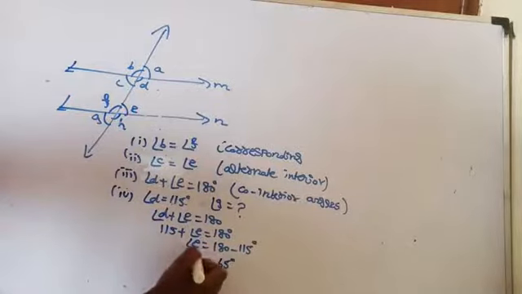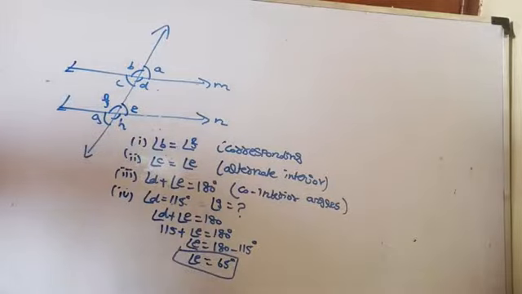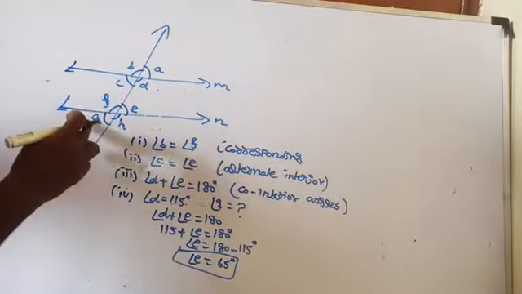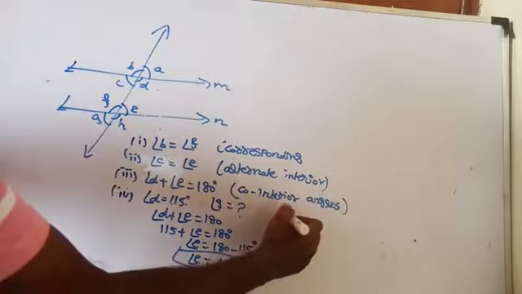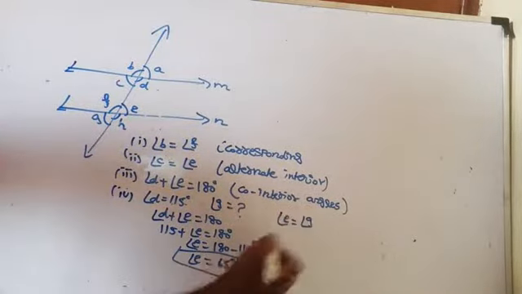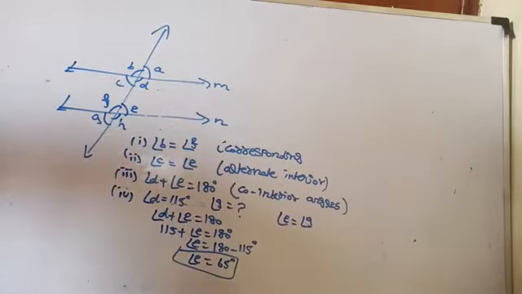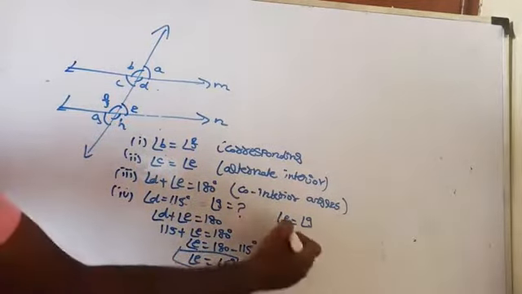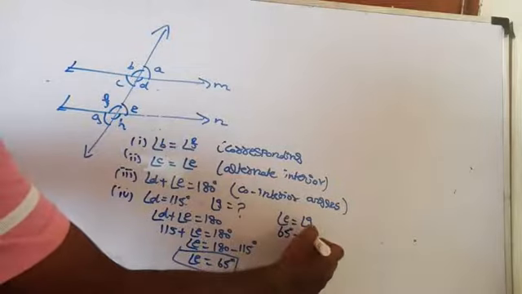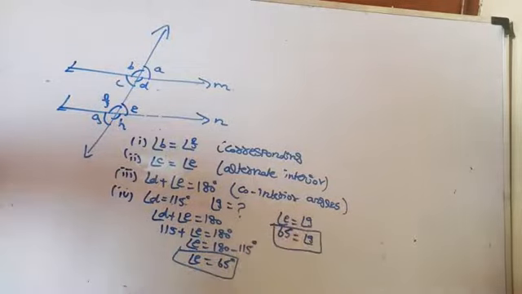Angle E is how much, dear? 65 degrees. Once you get the value of angle E, you can tell the value of G. Angle E equals angle G, since vertically opposite angles are equal. If two lines intersect at a point, then the vertically opposite angles are equal. Angle E is 65 degrees, therefore angle G is also 65 degrees. We found the value of angle G. Are you getting it? Yes. So I'll move to the next question.